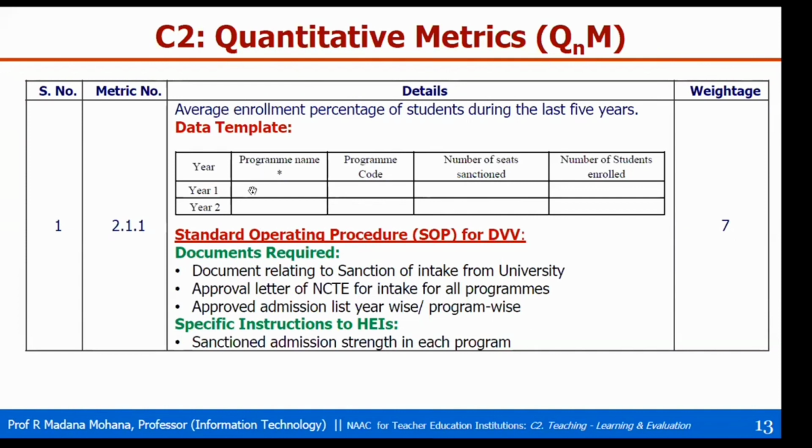So program-wise, all the UG and all the PG, along with their program code, the number of seats sanctioned as per the university or UGC or AICTE, and the number of students enrolled.